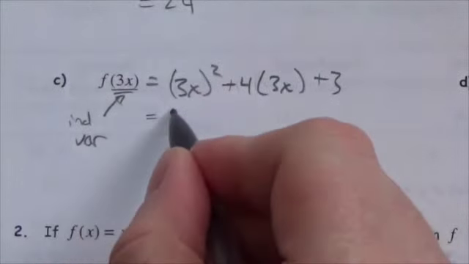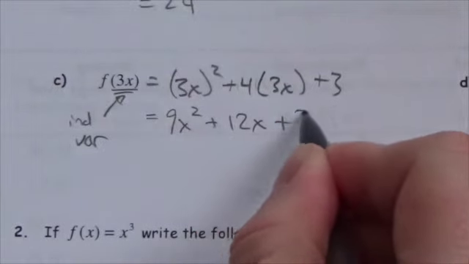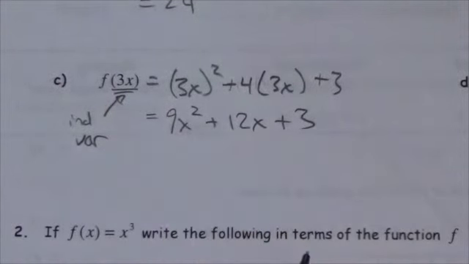Now I have to do that. 3x squared becomes 9x squared. 4 times 3x is 12x plus 3. And so that's what that becomes when I reduce that.